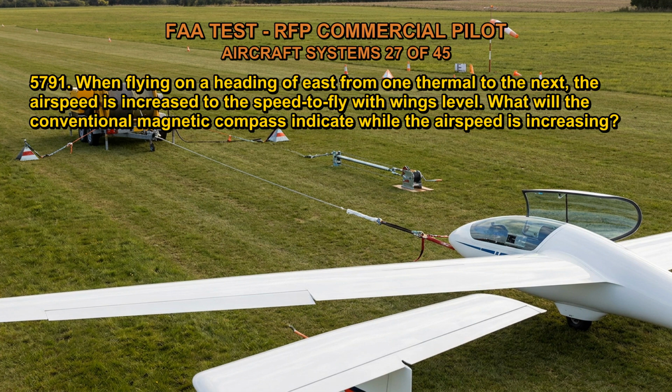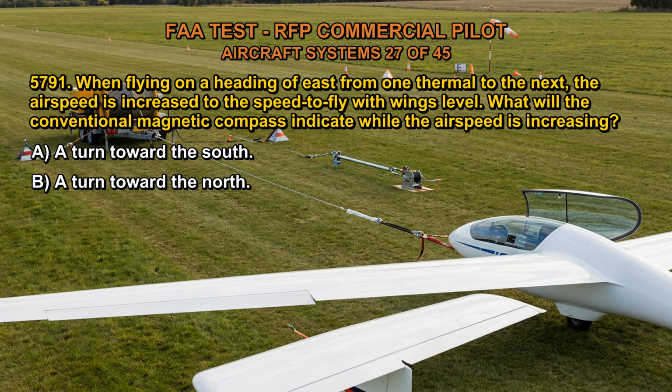5791. When flying on a heading of east from one thermal to the next, the airspeed is increased to the speed to fly with wings level. What will the conventional magnetic compass indicate while the airspeed is increasing? A. A turn toward the south. B. A turn toward the north. C. Straight flight on a heading of 090.